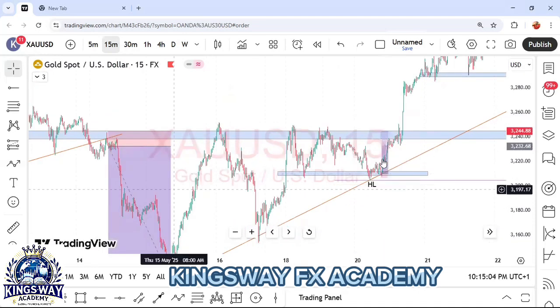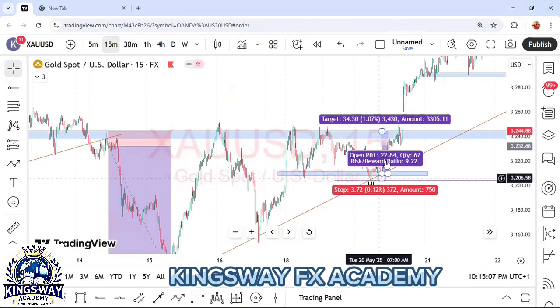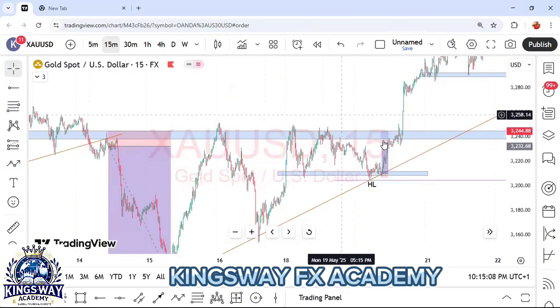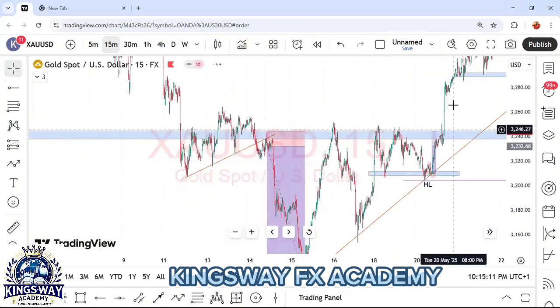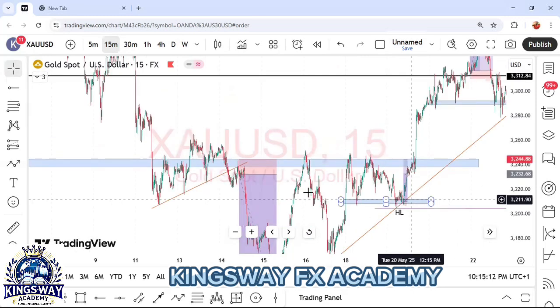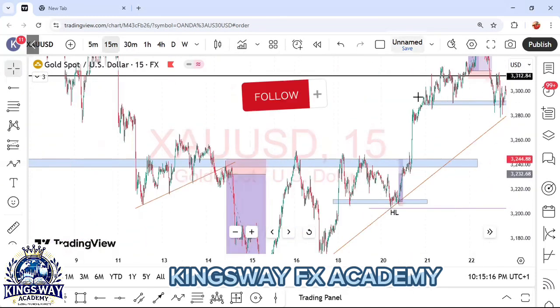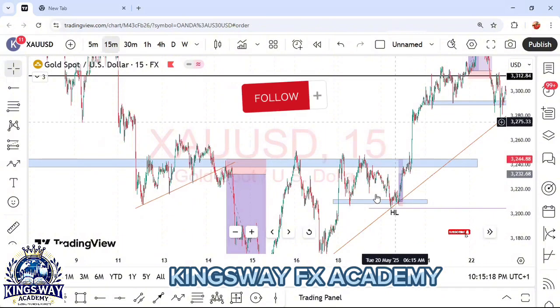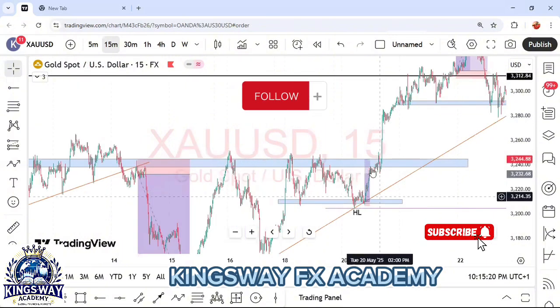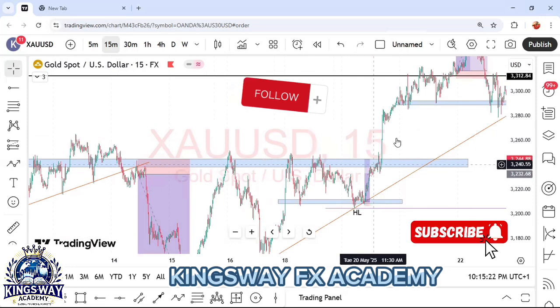I was risking 37 pips while I was targeting 340 pips on gold, and it went well. If I had held to the trade, that would have given me more. But I didn't want to be that greedy. So when it gave me this, I was able to take my profit.